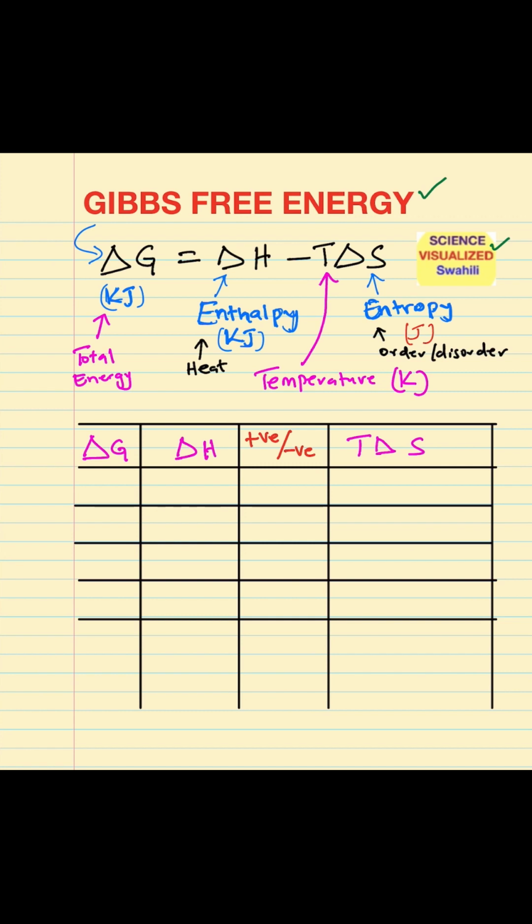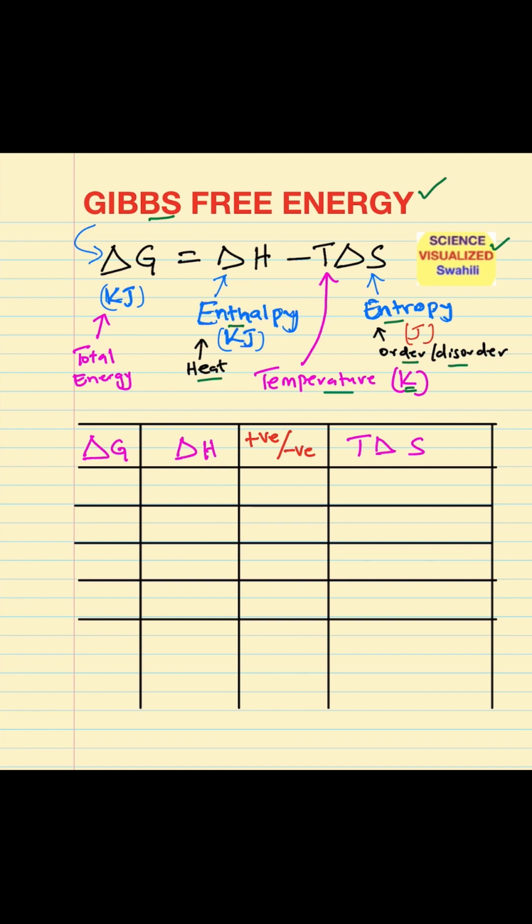What's Gibbs free energy? Gibbs free energy represents the total energy in the system. It involves enthalpy, which is energy associated with the heat of a reaction, that's the heat given out or absorbed in the course of the reaction. Entropy, the energy associated with the degree of order or disorder in the system. And then temperature, measured in Kelvin.